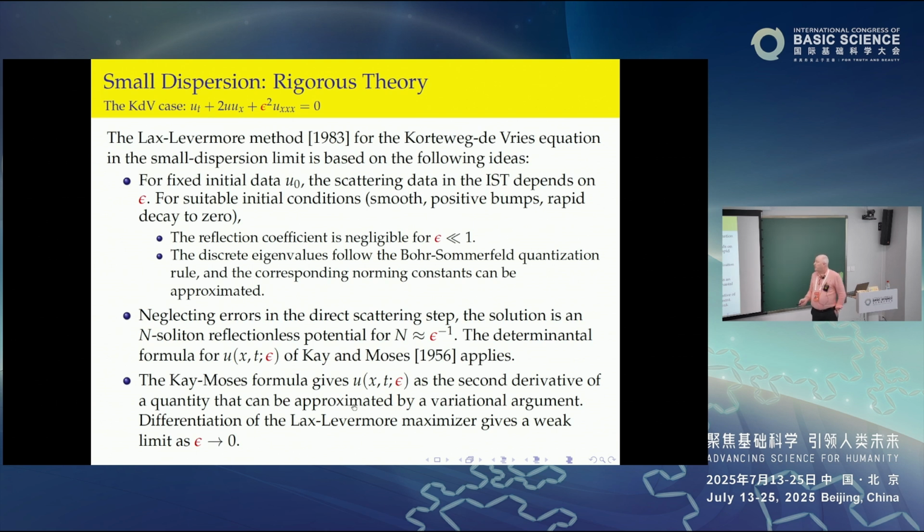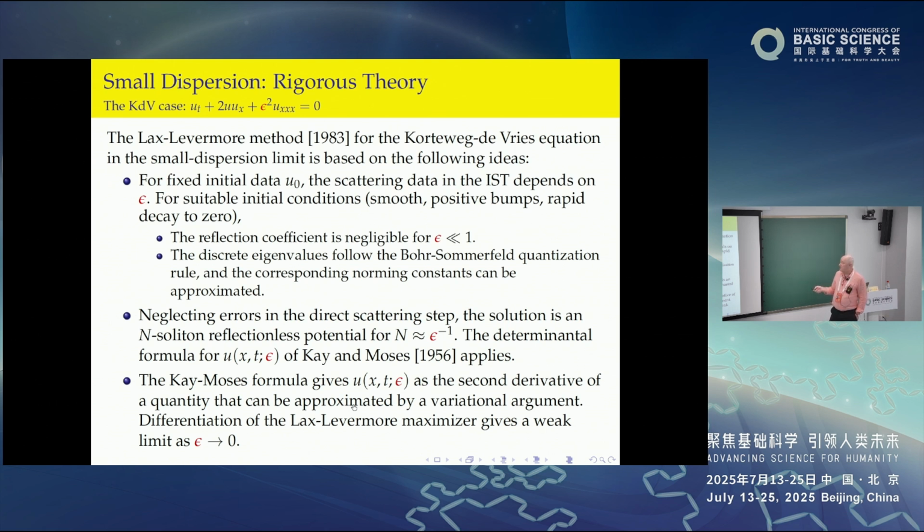All right, so now I want to take a little side trip here and talk about a different equation for a minute. This is the Korteweg-de Vries equation, also with a small dispersion parameter. I put a square on it in this case, but that's how it works. So this is the small dispersion KdV equation, and there's a method to try to study this rigorously.